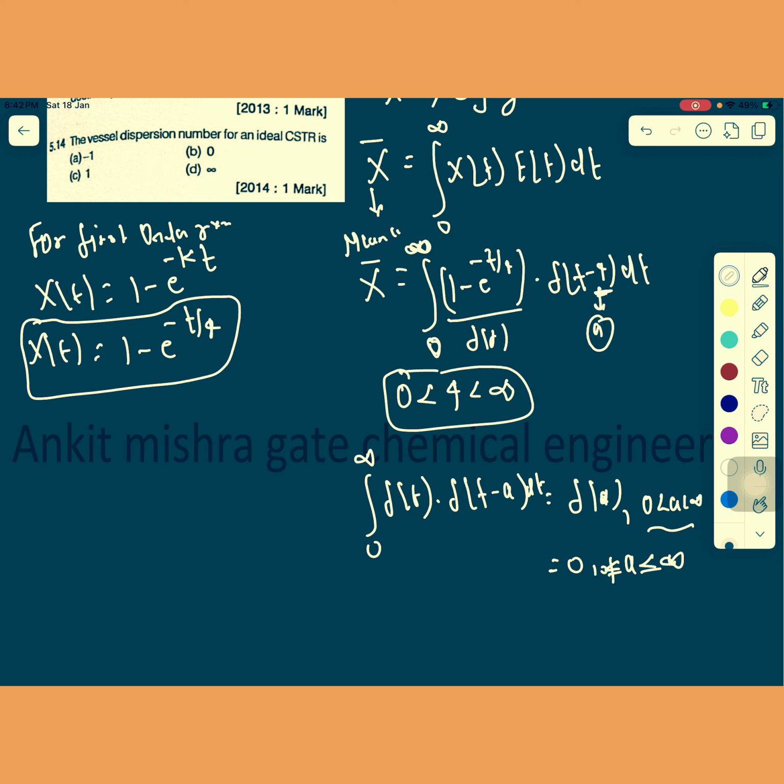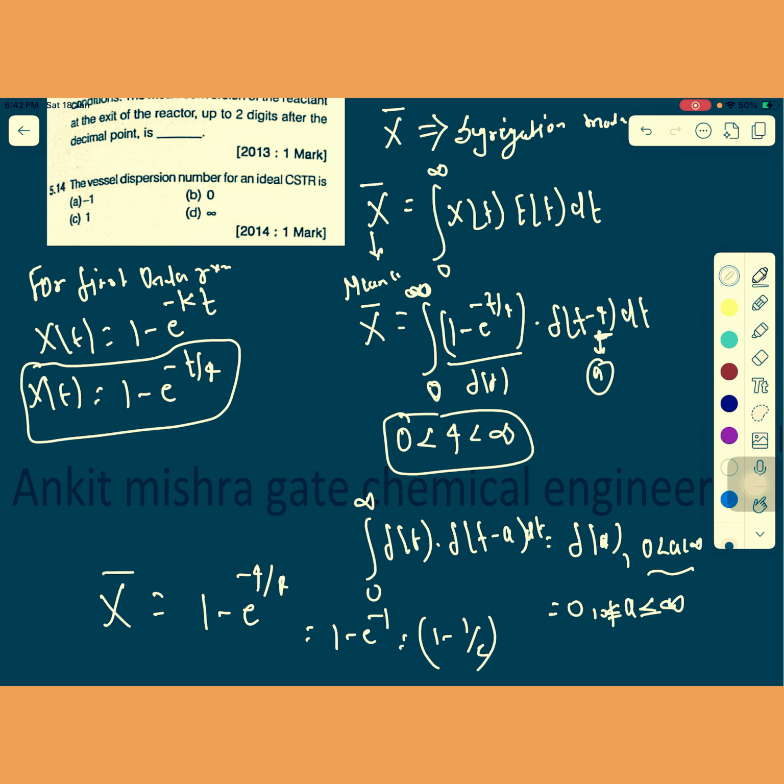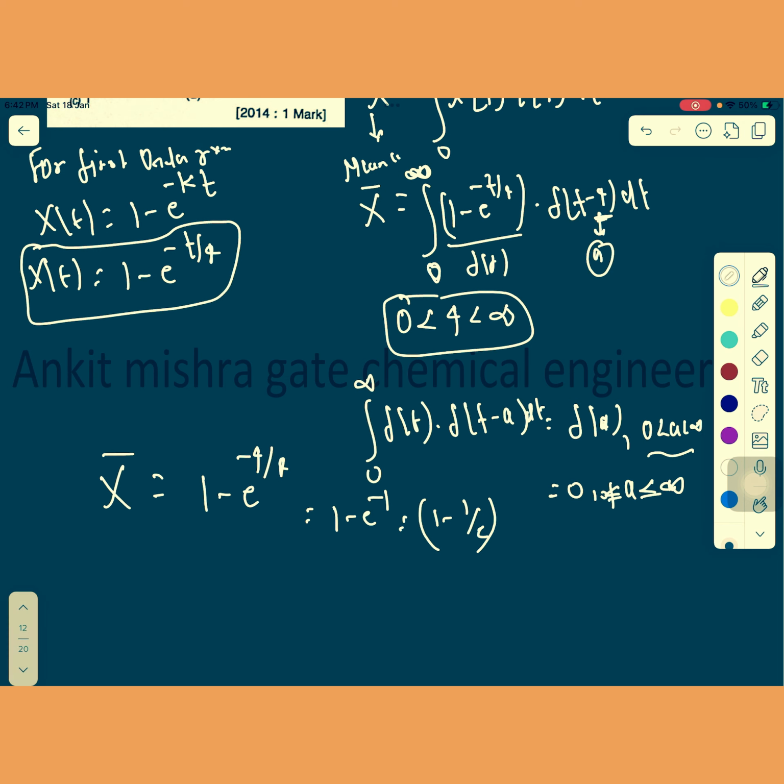So directly we can write the mean conversion, X bar, which is equal to 1 minus e to the power minus 4 divided by 4, that is 1 minus e to the power minus 1, that is 1 minus 1 by e. Is that clear? 1 minus 1 by e, something like that. So you can calculate this value now. So this is how you can solve this kind of problem.